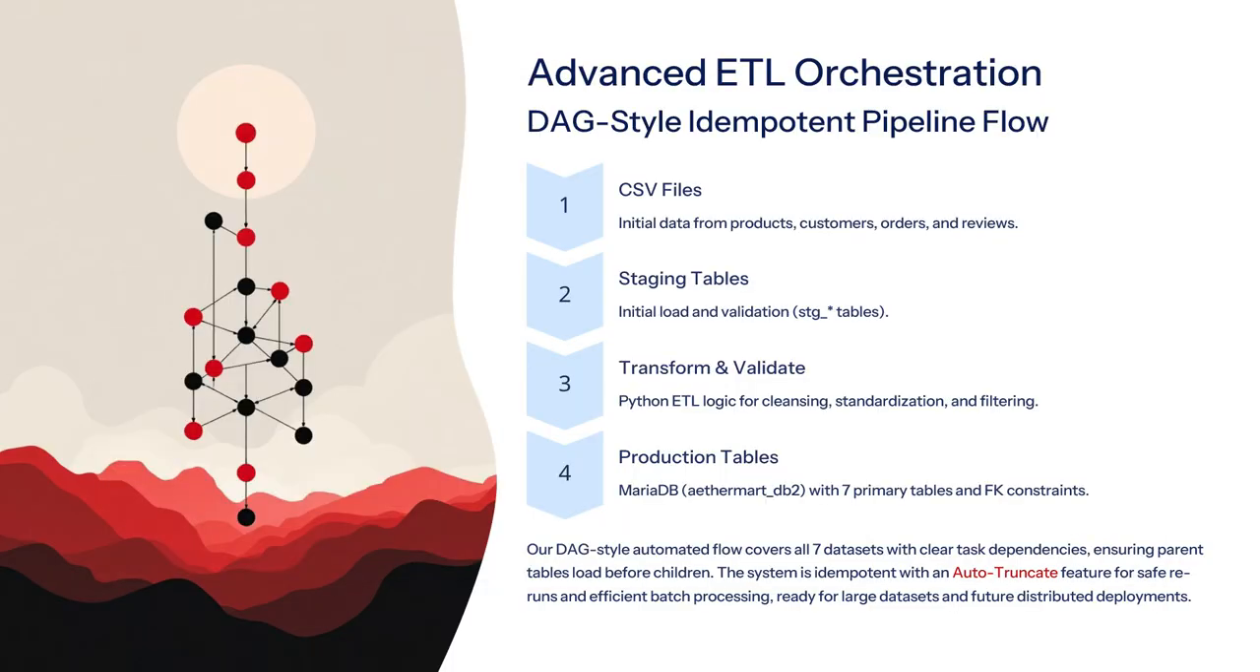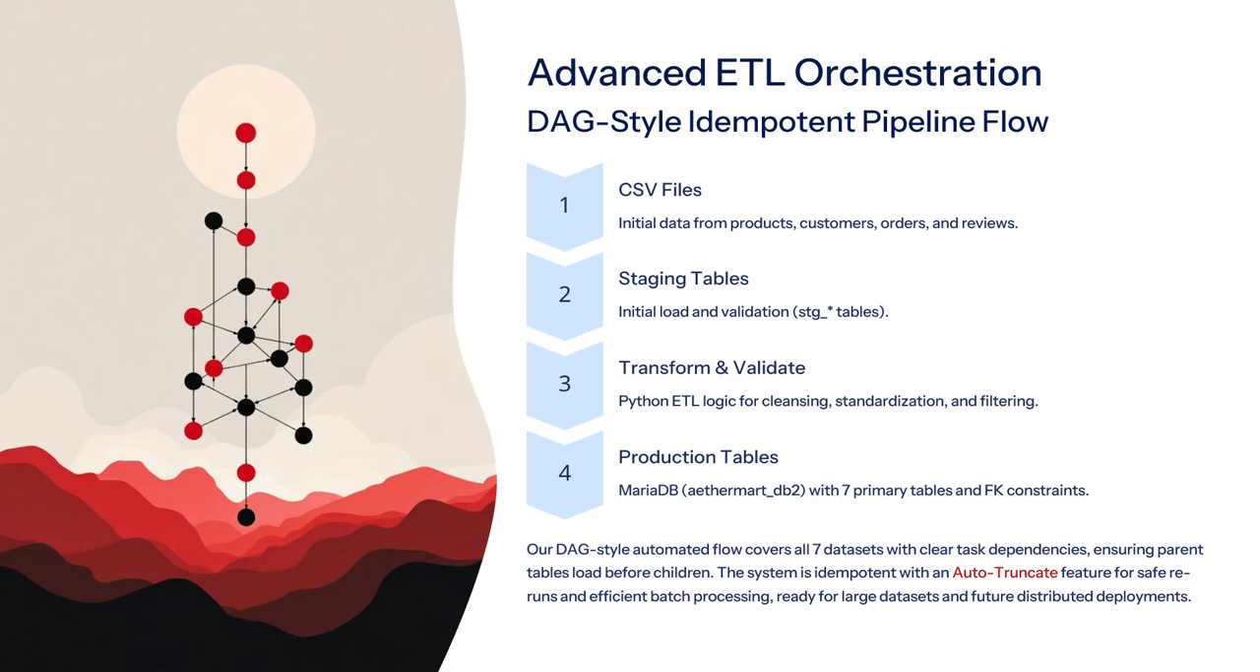So, this is the pipeline flow that we'll be following. CSV files, initial data from products, customers, orders, and reviews will then enter the staging tables. Initial load and validation will happen in the staging tables. Then we transform and validate the data. The Python ETL logic for cleansing, standardization, and filtering is performed. Then we load it into the production tables with the 7 primary tables and the constraints.